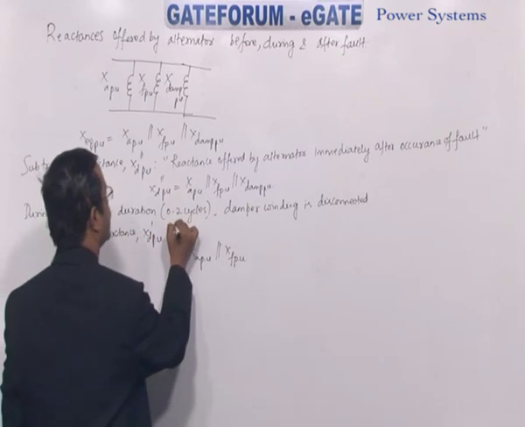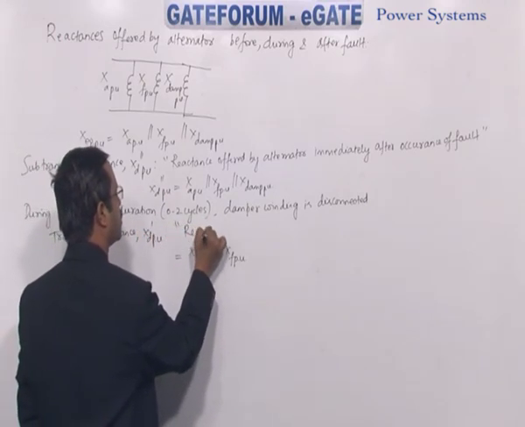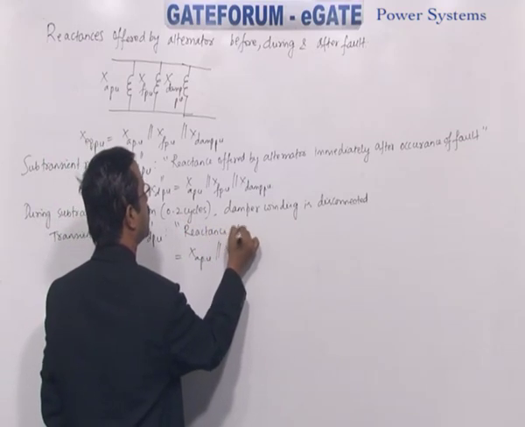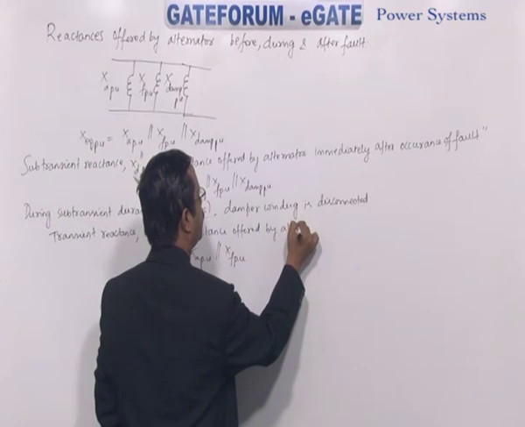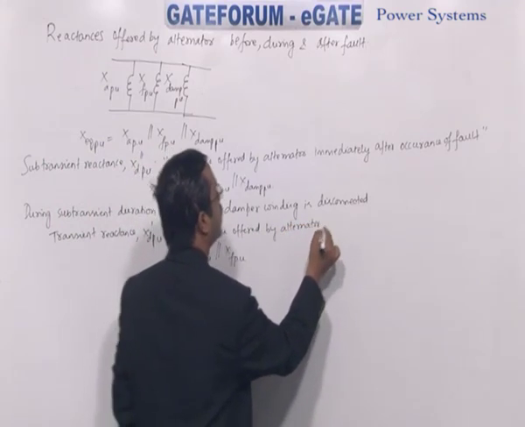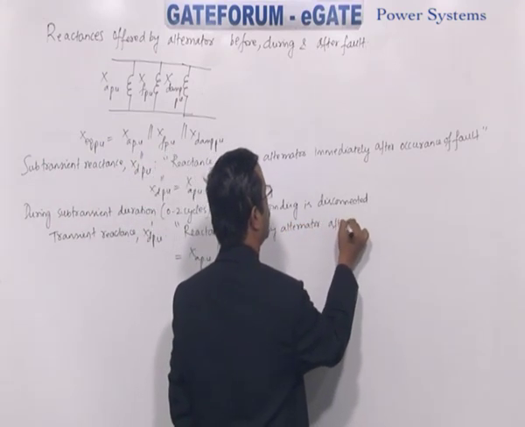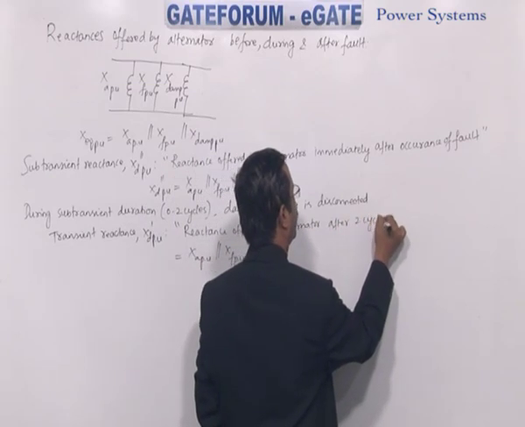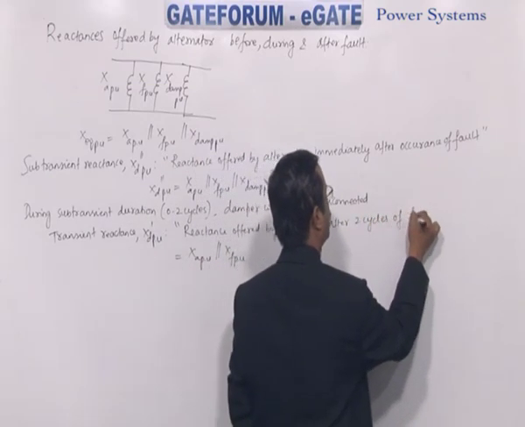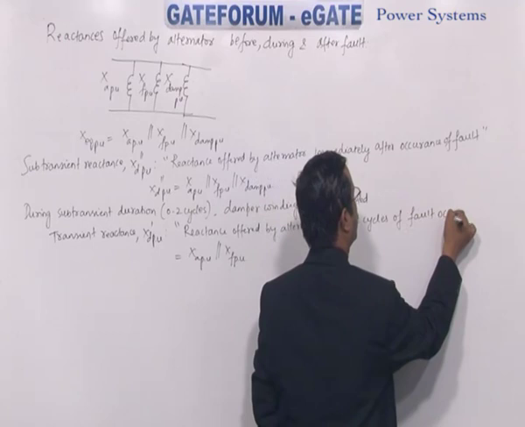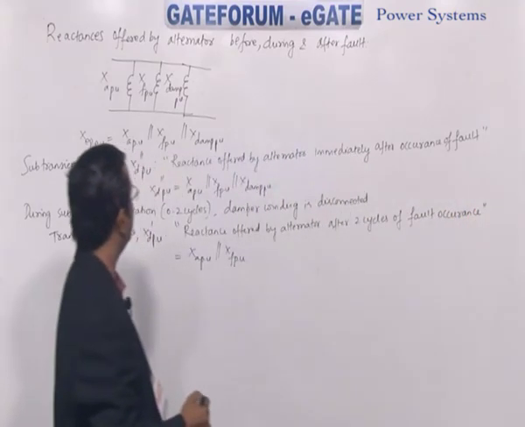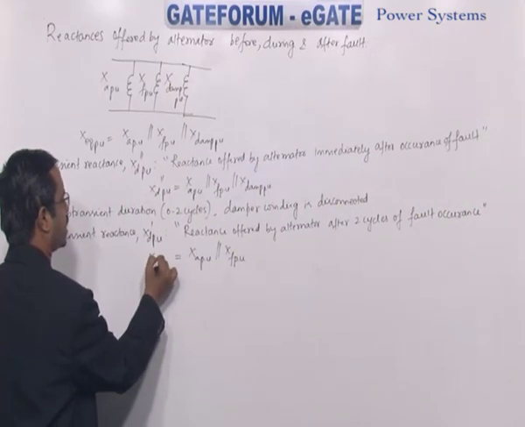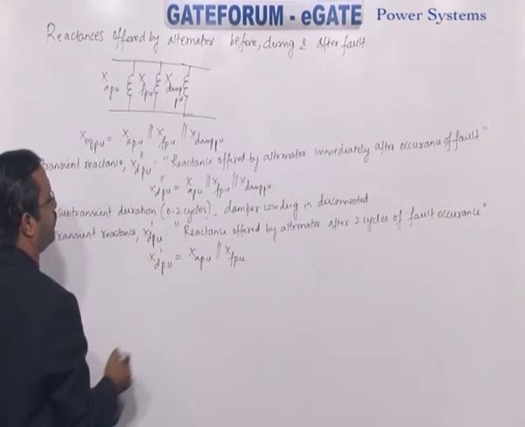So what is transient reactance? It is the reactance offered by the alternator after 2 cycles of fault occurrence. So it is XD dash per unit.